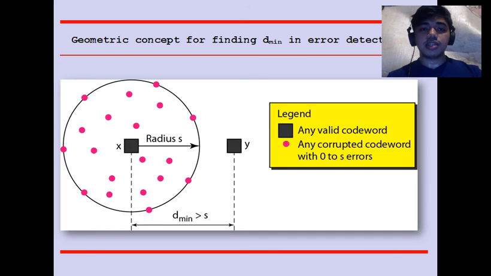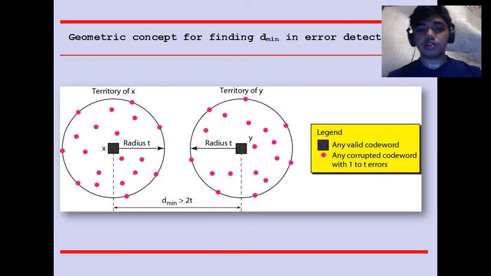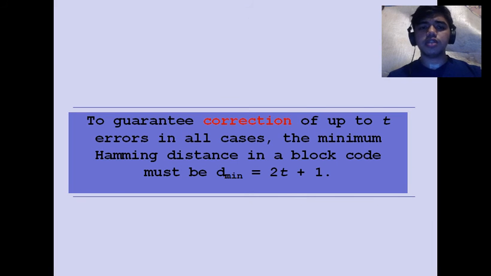So this is the representation of the concept for finding d-min. You can see the radius going to the y, and this is the x, and this is the corrupted code word with 0 to s errors, which are the errors that can be added to or subtracted from the code word. This also represents the territory of x and the territory of y. So to guarantee correction of up to t errors in all cases, the minimum Hamming distance in the block code must be d-min equals 2t plus 1.